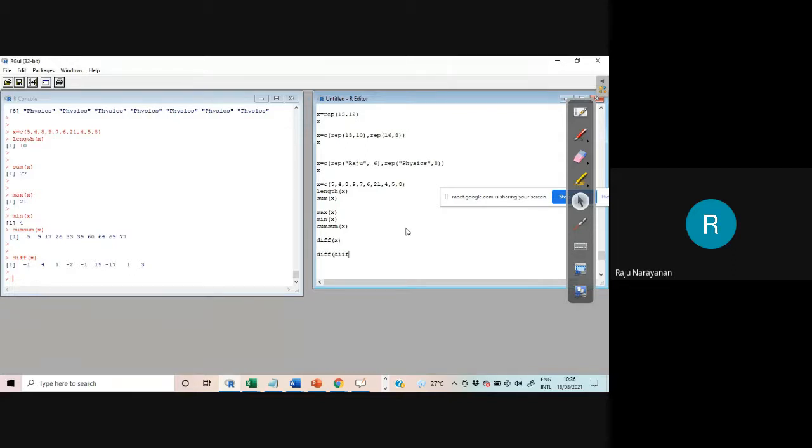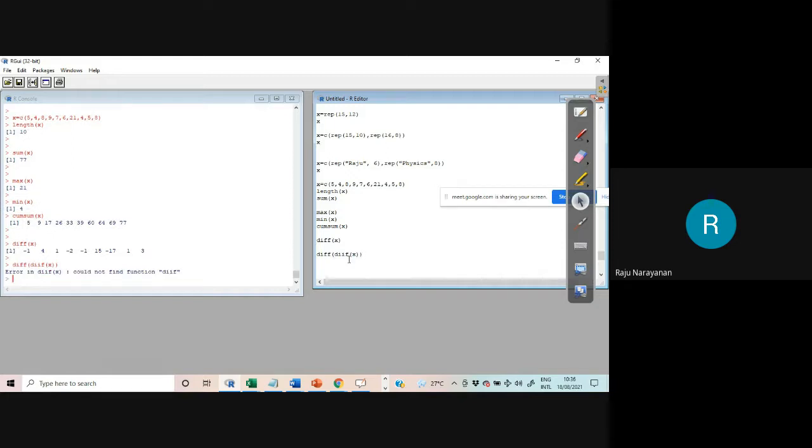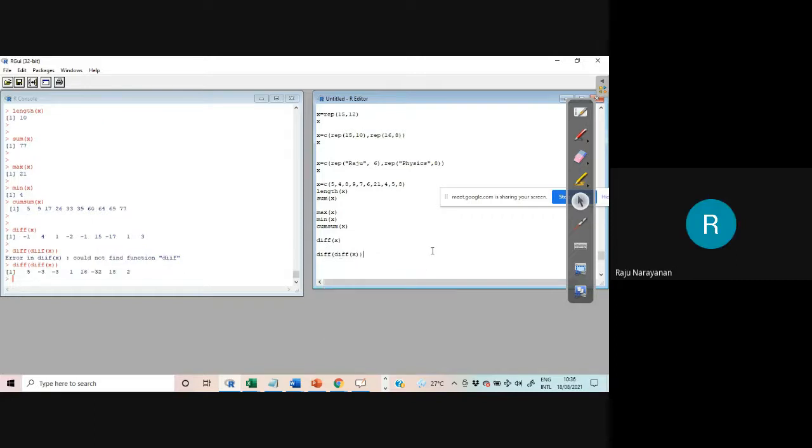Diff of differences. That will find the first difference of the first difference, that means the second difference of the original. Could not find it. Oh, spelling mistake. You are not helping me. Oh, double diff of differences. Yeah. 4 minus 1 is 5. 1 minus 4 is minus 3, etc. Okay. Therefore, this is also a built-in function.